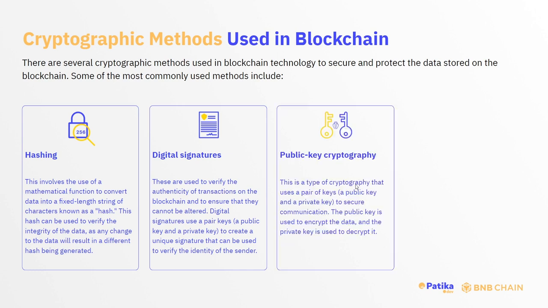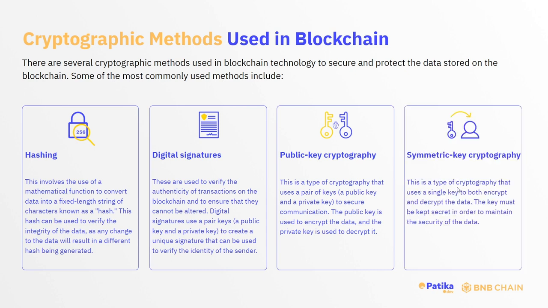Public key cryptography is also known as asymmetric encryption, and I will talk about asymmetric encryption with its pros and cons in detail. This is a type of cryptography that uses a pair of keys to secure communication. The public key is used to encrypt the data, and the private key is used to decrypt it. This is one of the most important concepts of cryptography, so that's why I will have a thorough explanation on this.